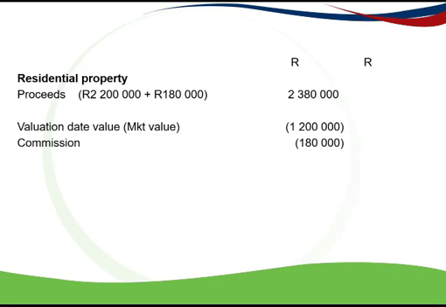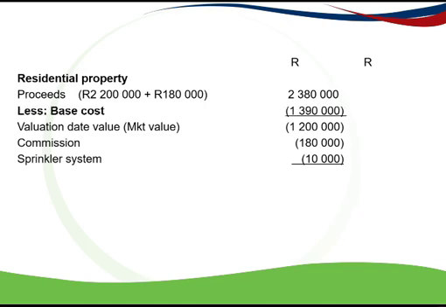So the commission was part of selling the asset, which was during the 2020 year of assessment, and the sprinkler system was in 2012, which is also after the 1st of October 2001. So all of those get added together to give us a base cost of 1,390,000 Rand. Okay, so that gives us a capital gain for this asset, the residential property, of 990,000 Rand.